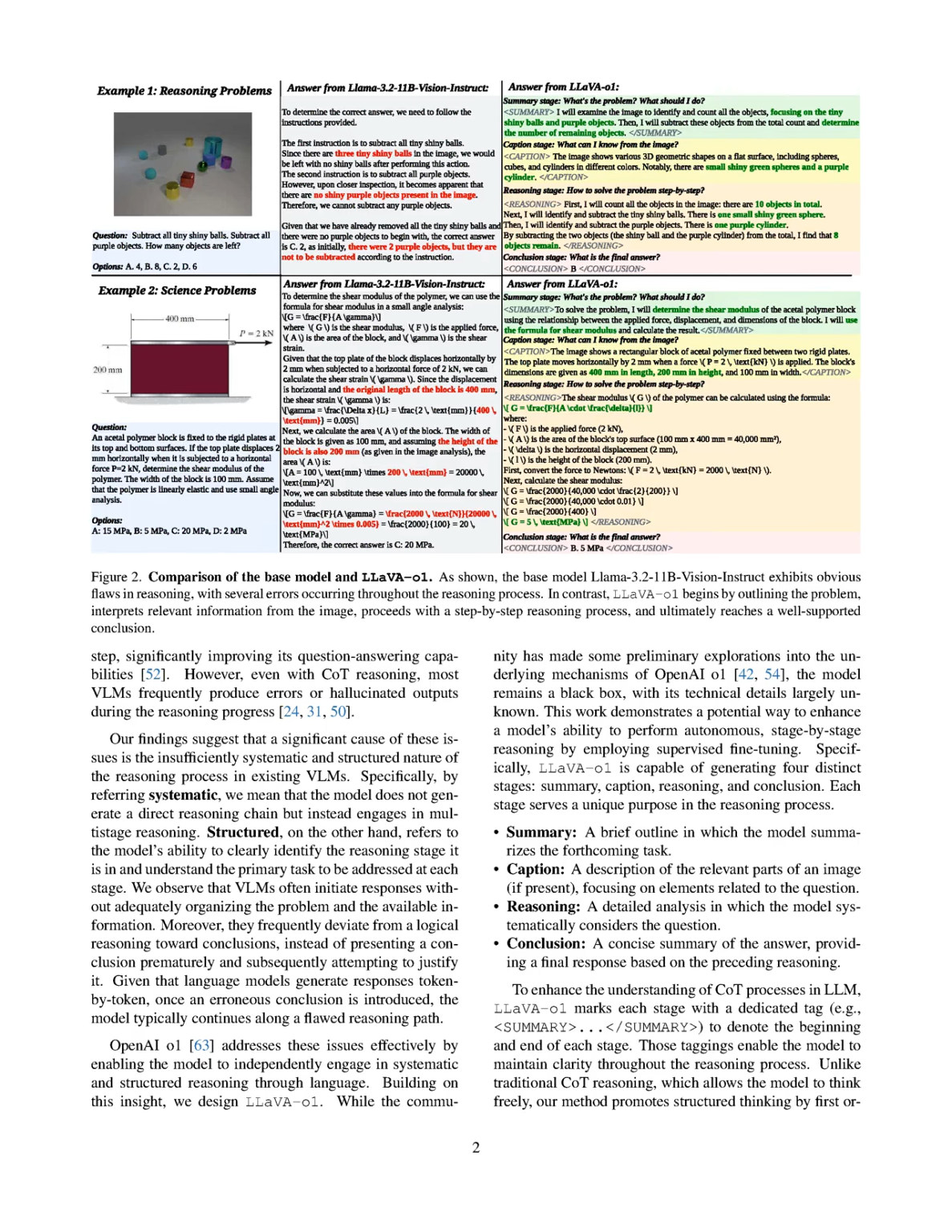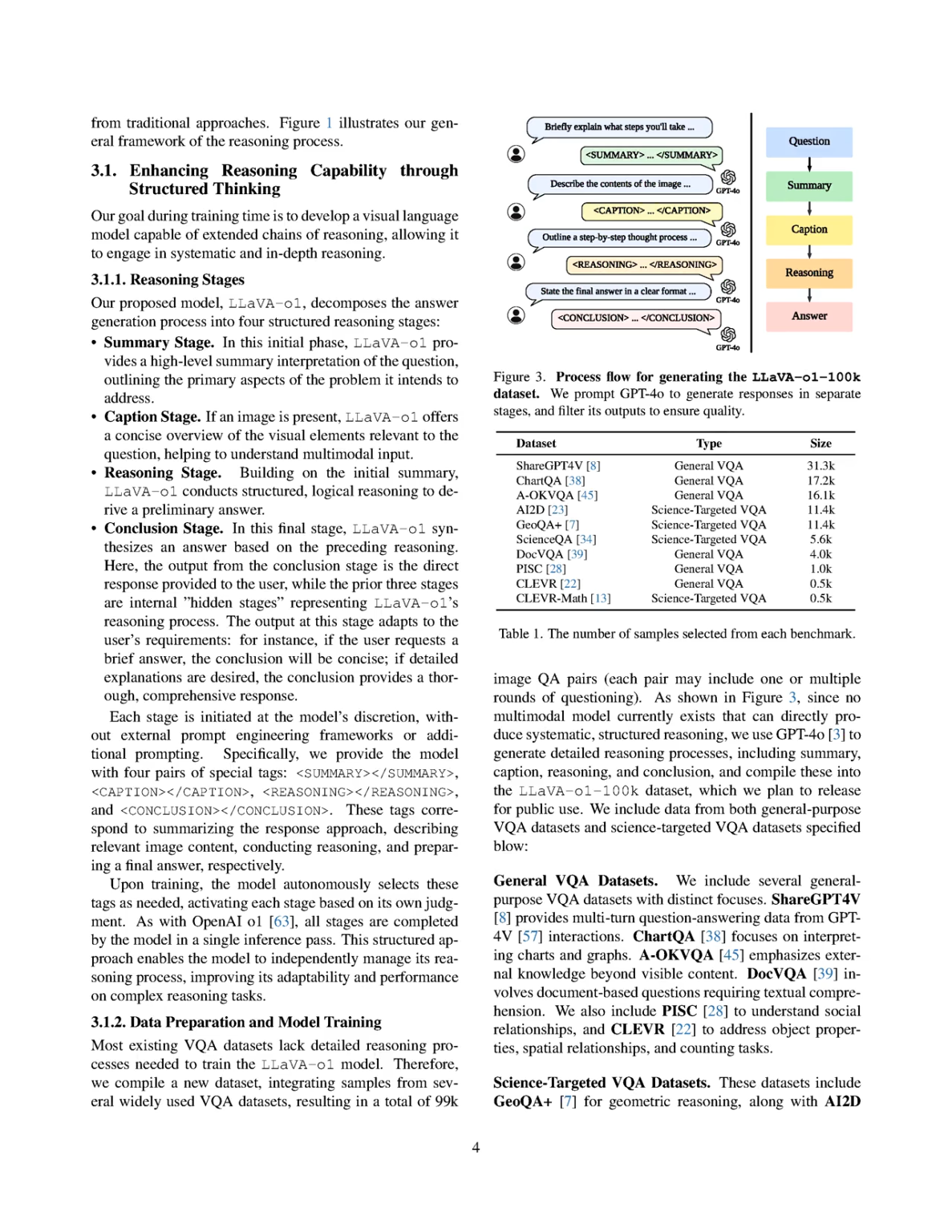1. <summary>. In this stage, LLaVA-o1 would summarize the task by stating, "The question requires identifying the color of the car depicted in the image." </summary>. 2. <caption>. If the image is present, the model would describe relevant visual elements, such as, "The image shows a car parked on the street surrounded by trees and buildings." </caption>.